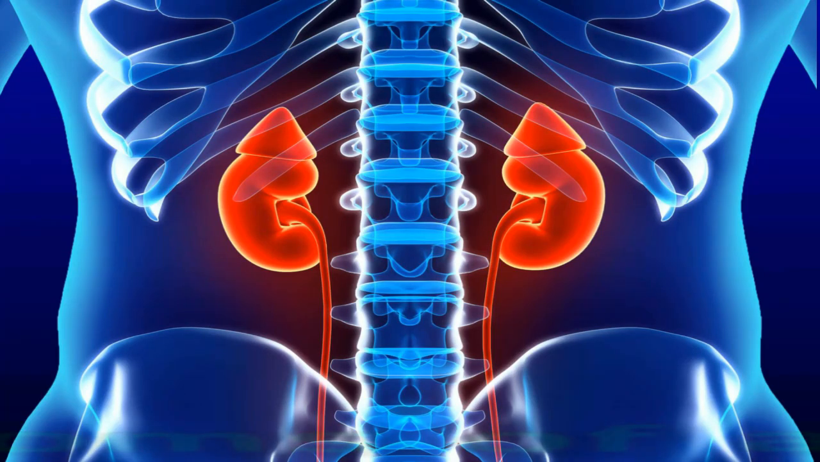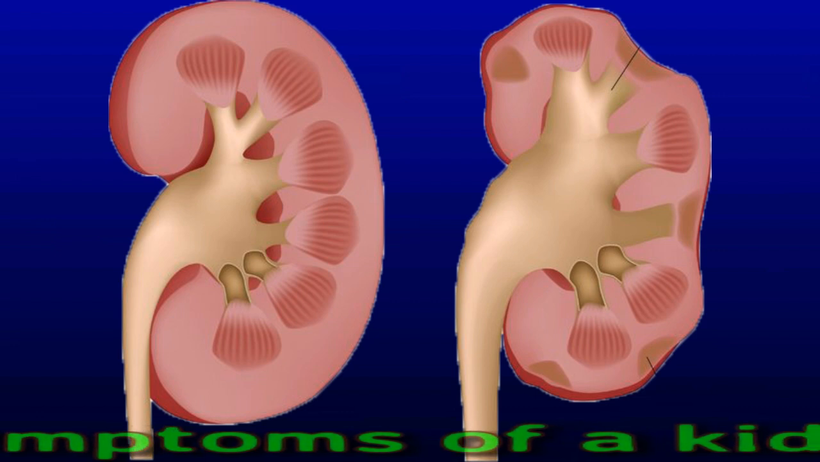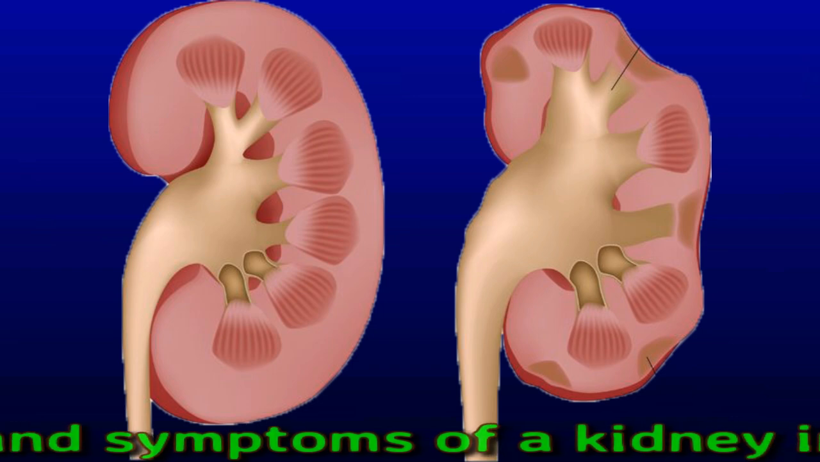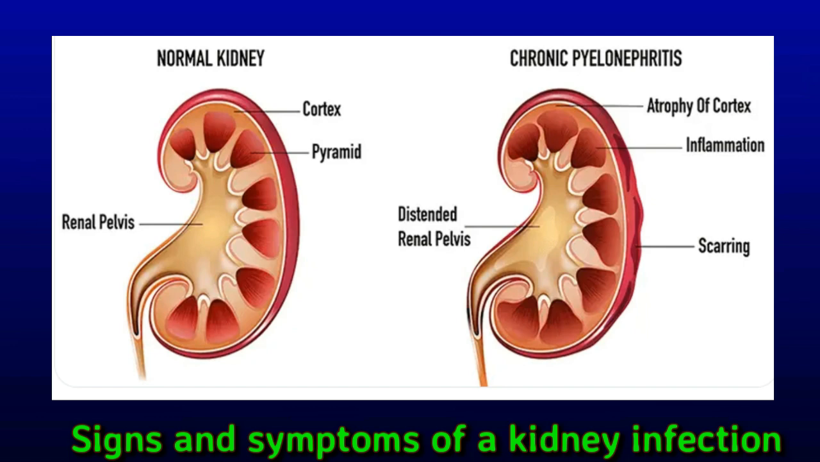Signs and symptoms of a kidney infection. According to the United Kingdom's National Health Service, kidney infections usually develop within a few hours. Kidney infection symptoms include diarrhea, nausea and vomiting, chills or shivering, lower back pain, pain in the groin, pain in the side, fever.